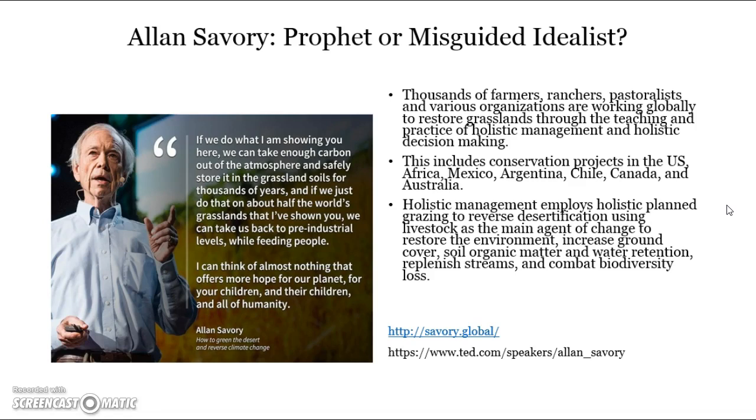He aims to reverse desertification using livestock as the main agent of change to restore the environment, increase the ground cover, increase soil organic matter, and increase water retention, replenish streams, and combat the loss of biodiversity.